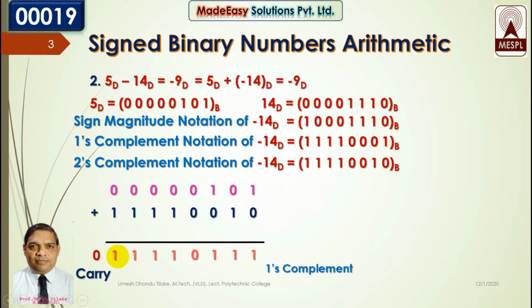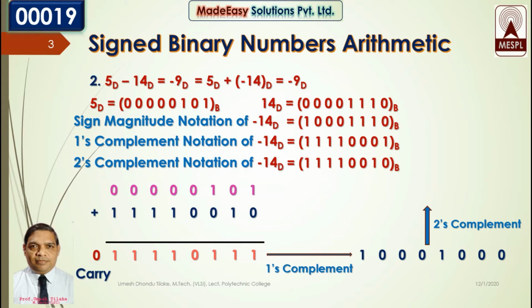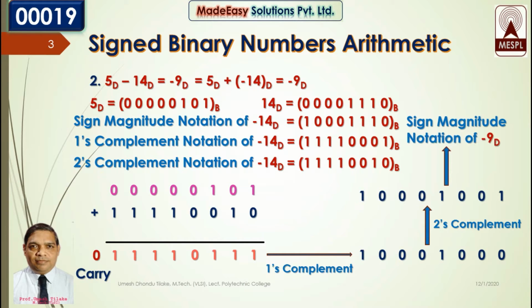So our number in 1's complement form will be 1 0 0 0 1 0 0 0. Now find the 2's complement. So add 1 to this LSB. So 0 plus 1 will get 1. So this bit will change to 1. So our number will be 1 0 0 0 1 0 0 1, and it is the sign magnitude notation of minus 9, because this bit indicates the negative sign and these remaining 7 magnitude bits represent 9 in binary.